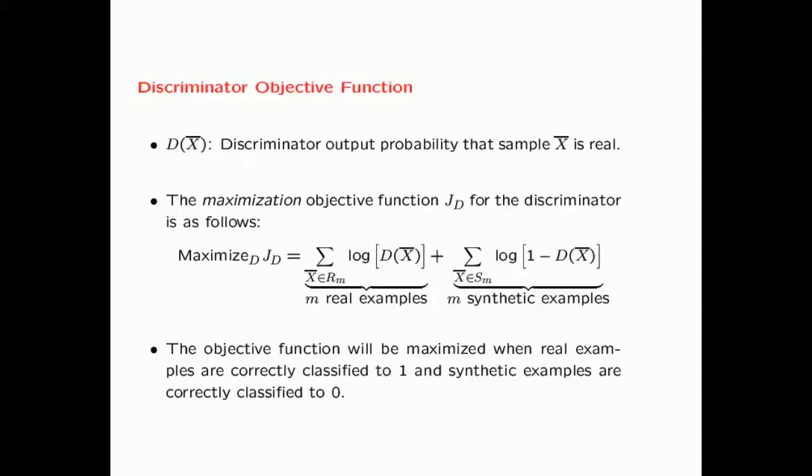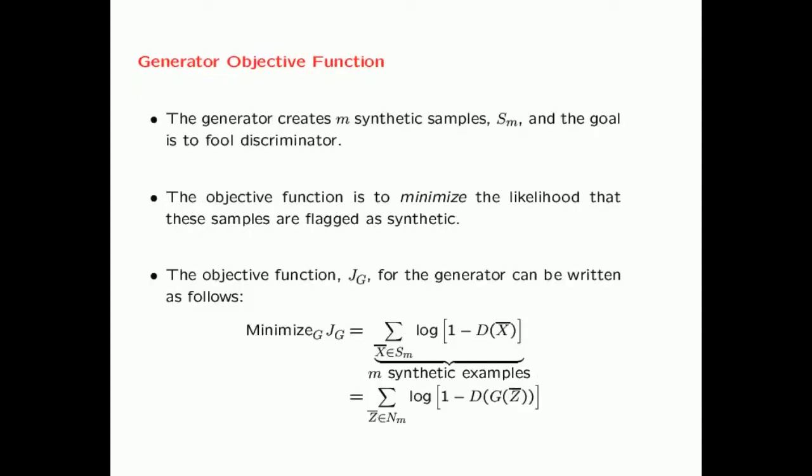This is how you train your discriminator. Your discriminator is trying to correctly classify the examples. The discriminator will be shown examples of real data as well as fake data, and the objective function will be maximized when the real examples are correctly classified and the synthetic examples are correctly classified to 0.